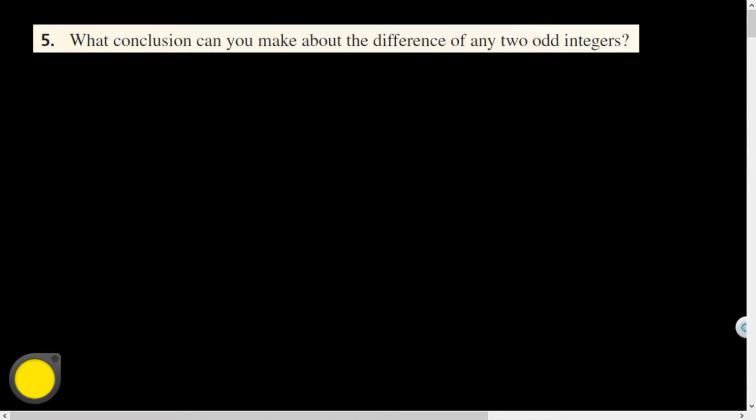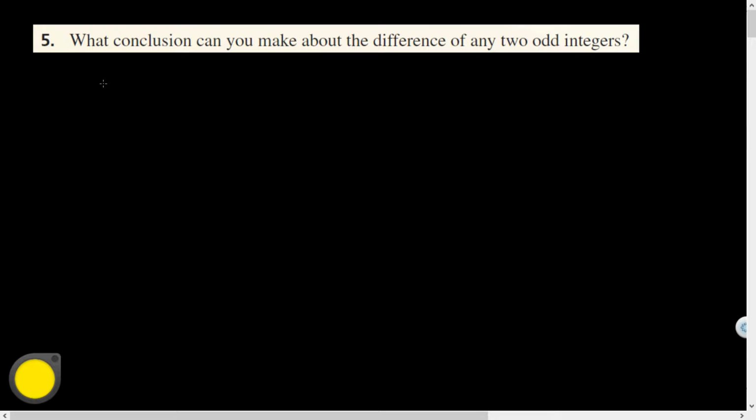any presuppositions about. So here I'm going to go over just a few of the problems. Here we go. So let's see. What conclusion can you make about the difference, so that means subtraction, of any two odd integers? Okay, very good.